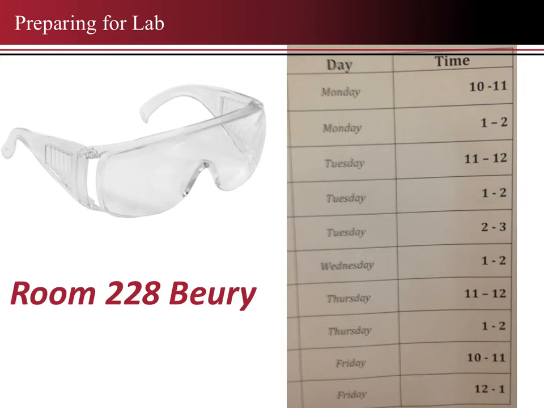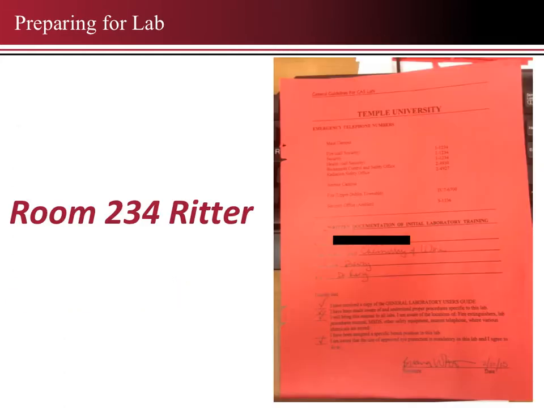Okay, folks, if you're watching this, it's because you're probably about to start working on your pre-lab or you're finishing up your pre-lab. Just to remind you, you do need goggles for lab or for recitation starting this week, Tuesday through Monday. Remember, 228 Bury is open on Monday from 10 to 11, or 1 to 2 if you have lab on Tuesday. You also need a red safety sheet. You can pick this up in the copy center in room 234 Ritter, and just fill out one of the sheets in the back and have it ready to hand in to your recitation/lab instructor at the beginning of lab.